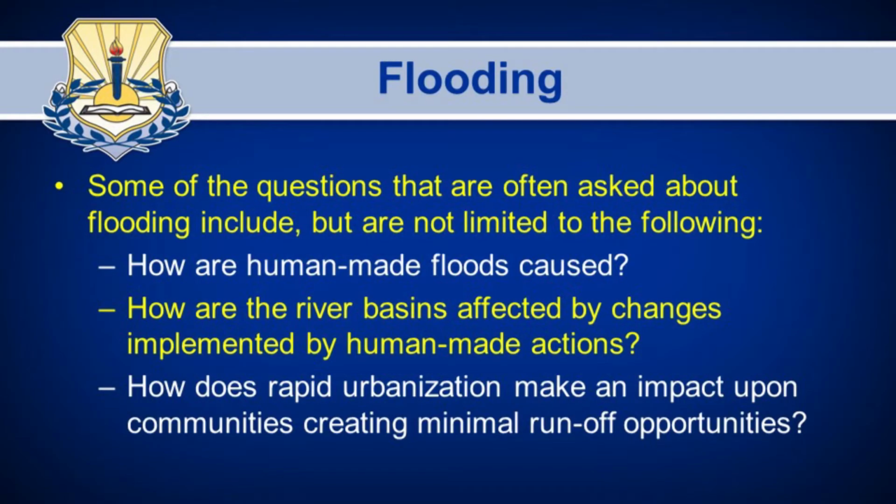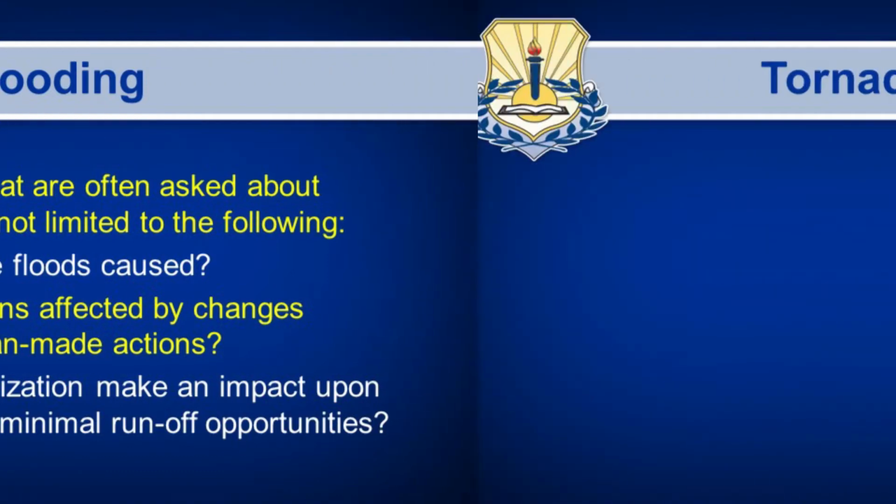So again, some of the questions that are out there, how are the human-made floods caused? What are some of the reasons why the river basins are being affected by human-made actions, and some of the urbanization issues there? Why are some of the communities being impacted by many of these floods, most recently due to the lack of runoff opportunities? And those are some of the key elements on this slide here.